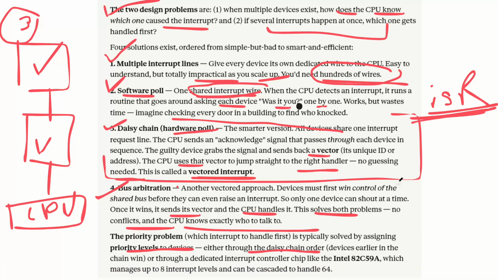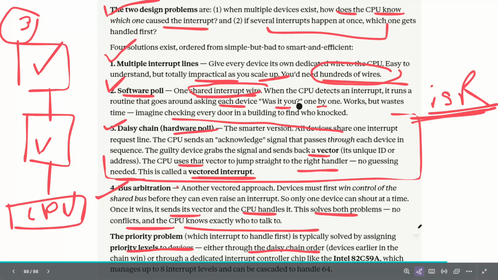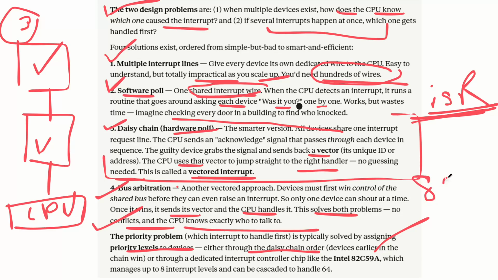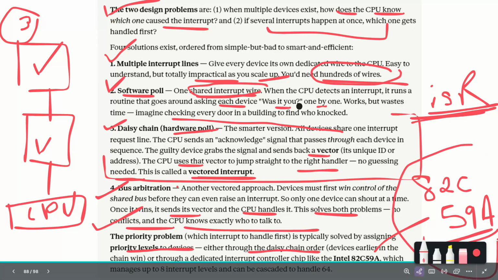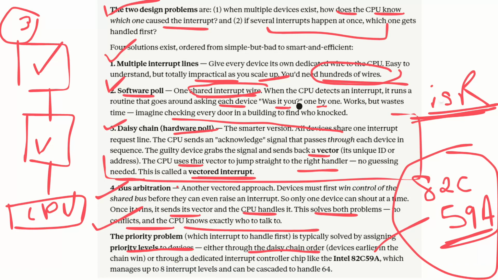Or priority can be handled through a dedicated interrupt controller chip like the Intel 8259A, which manages up to 8 interrupt levels and can be cascaded to handle 64. That means this chip is an interrupt controller chip, and through it the priority problem can also be handled. It can manage up to 8 interrupt levels, or when cascaded, up to 64. This is how the priority problem is solved.